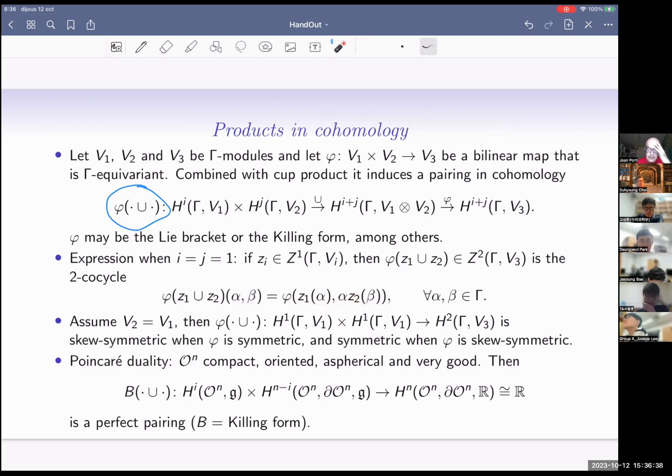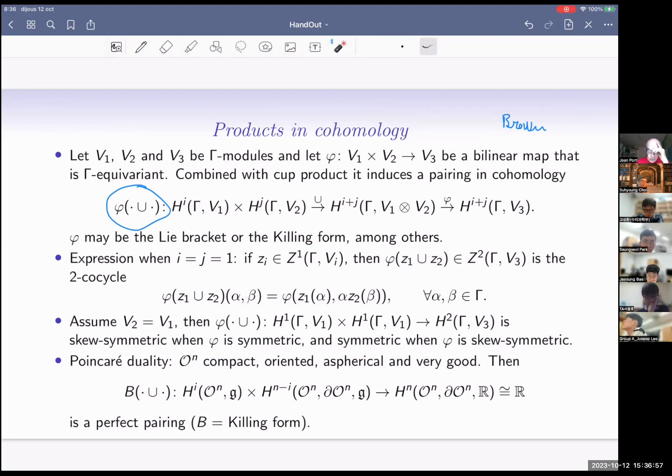Why is this? Well, that's standard. You can check it in any book in group cohomology. For instance, here there is a book of Brown, which is a classical, and this is explained somewhere. I don't remember which chapter. You can define this expression.